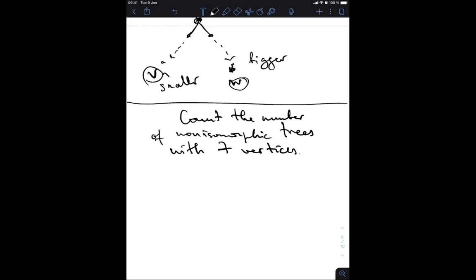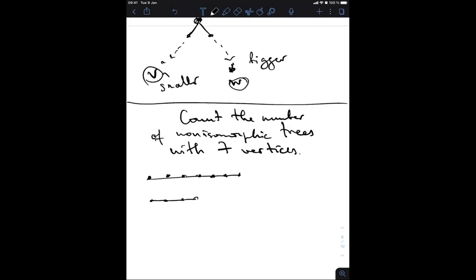Let's, just to experiment, do some exercises. So we want to have 7 vertices, and the simplest type of tree with 7 vertices is of course just one long path. Yes, 1, 2, 3, 4, 5, 6, 7. That's one tree. So what can happen otherwise?